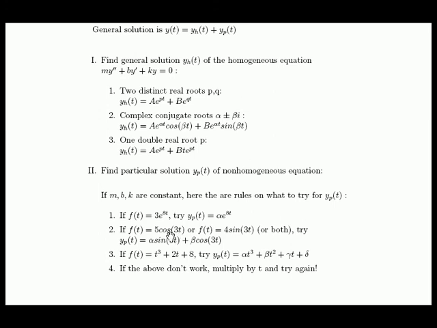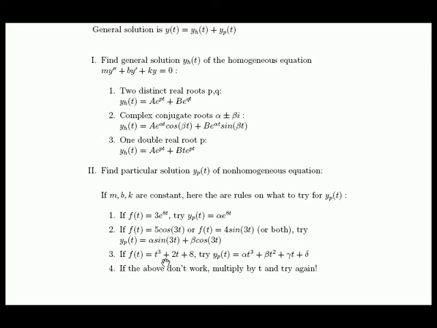So if it's something times cosine of 3t or something times sine of 3t or both, regardless, you have to try the whole thing, alpha sine of 3t plus beta cosine of 3t. Don't just try cosine if it's a cosine. You've got to try sine and cosine. Same rules as in section 1.8.